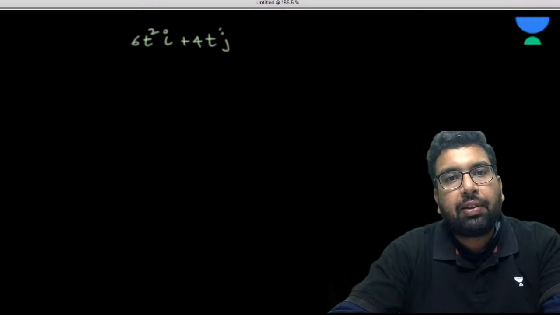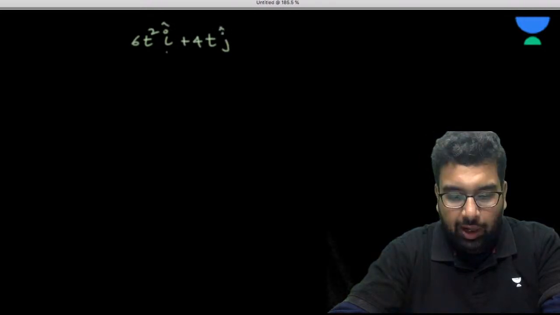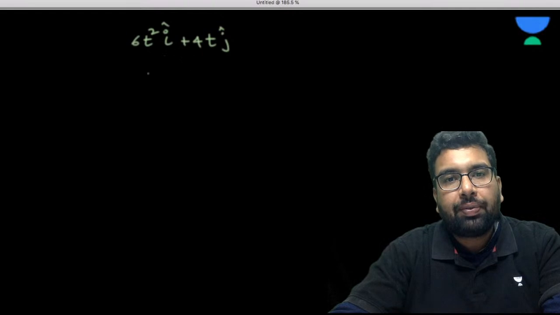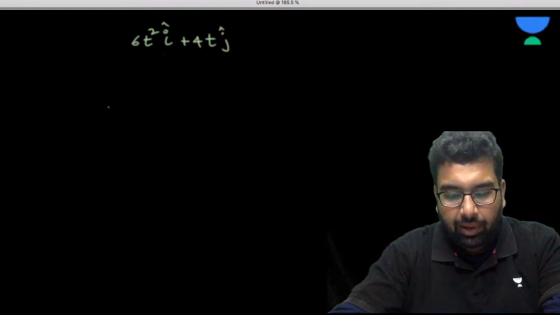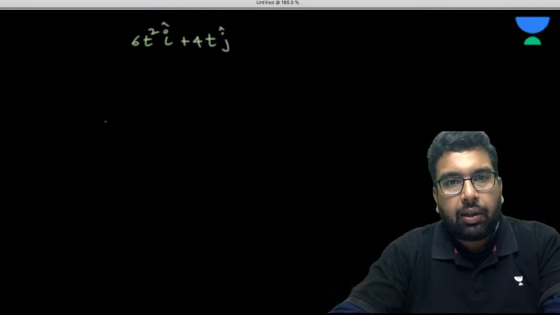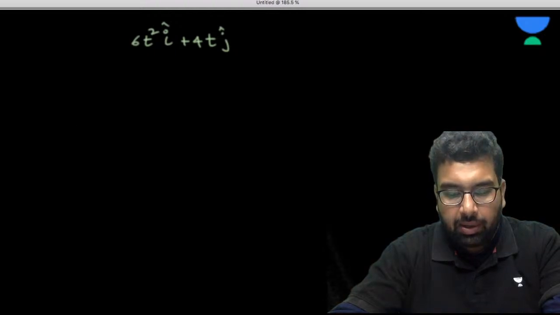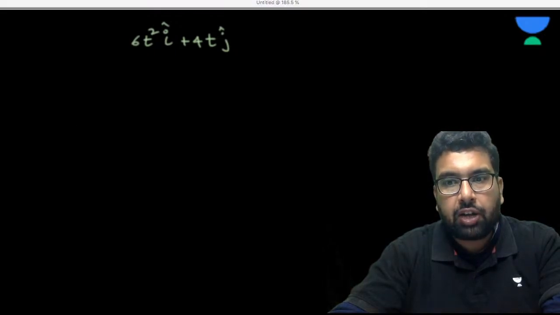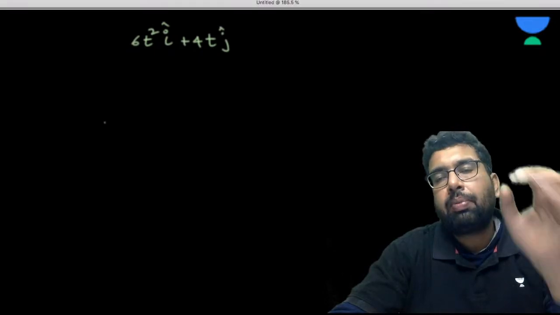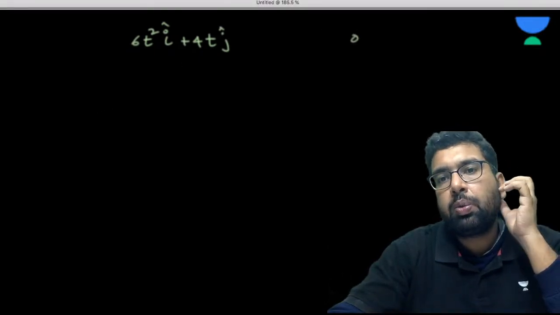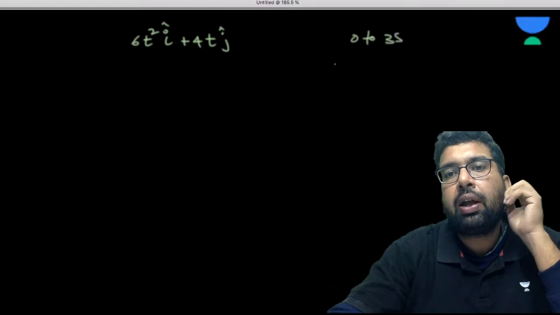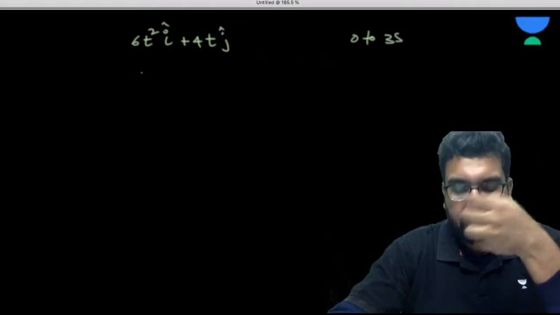Shivsai, I just checked that question. There was something we missed. It was 6t square I plus 4t j. This was the question, so now I think we can solve it. It was given from 0 to 3 seconds. See, acceleration is not constant.